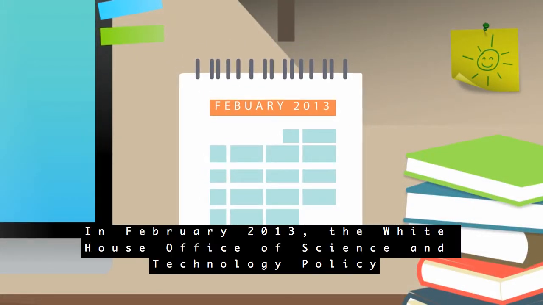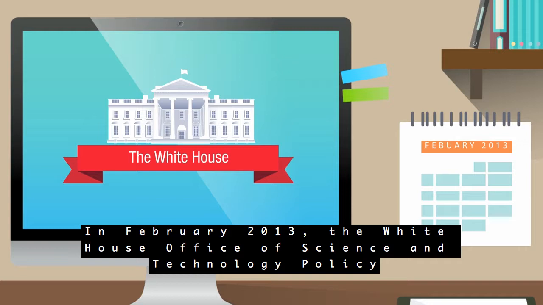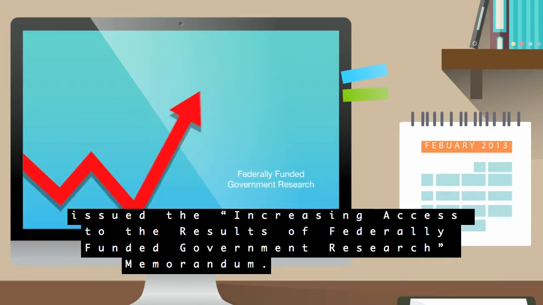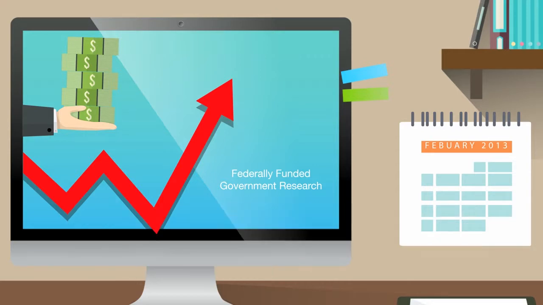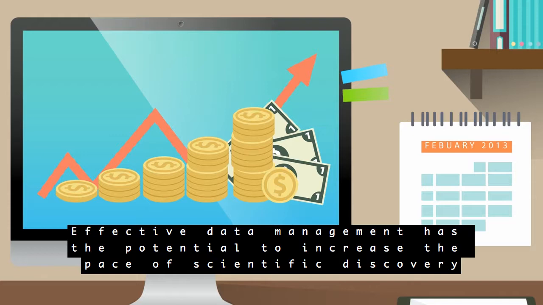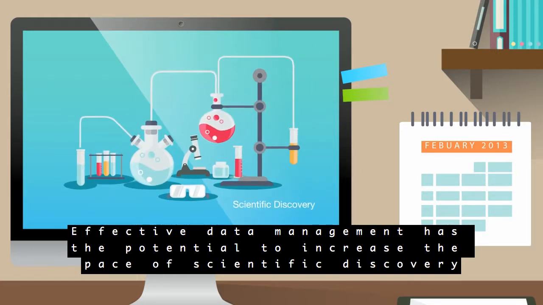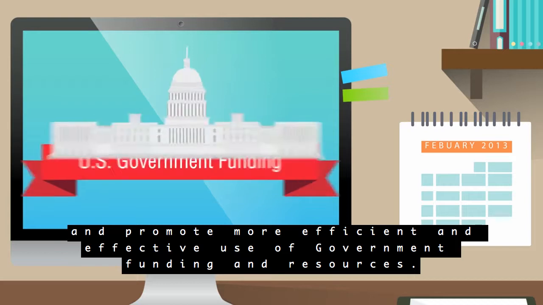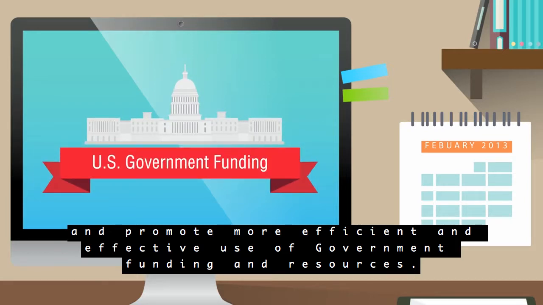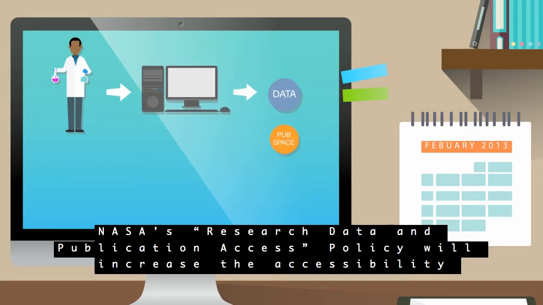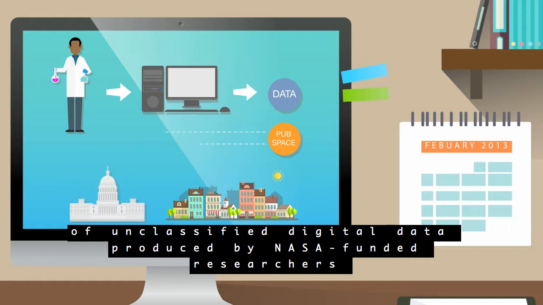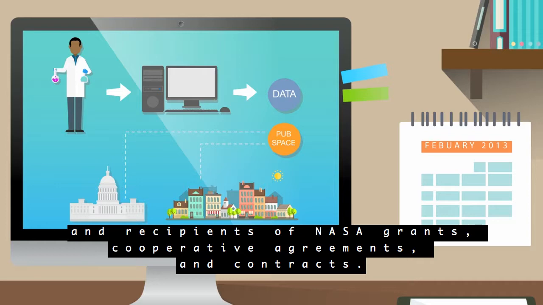In February 2013, the White House Office of Science and Technology Policy issued the Increasing Access to the Results of Federally Funded Government Research Memorandum. Effective data management has the potential to increase the pace of scientific discovery and promote more efficient and effective use of government funding and resources. NASA's Research Data and Publication Access Policy will increase the accessibility of unclassified digital data produced by NASA-funded researchers and recipients of NASA grants, cooperative agreements, and contracts.